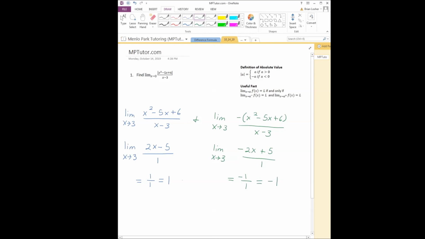But what you see is these two limits do not equal one another. That means the limit of our parent function does not exist.